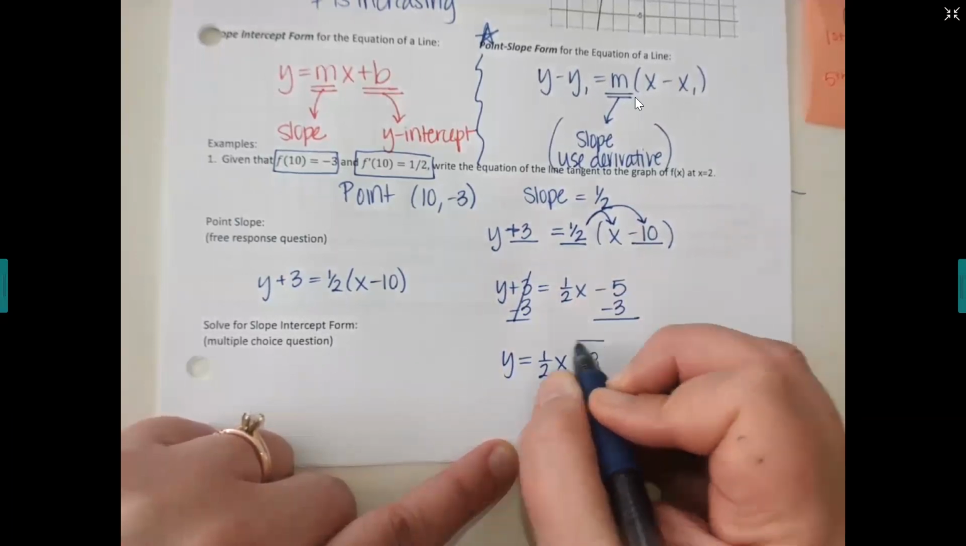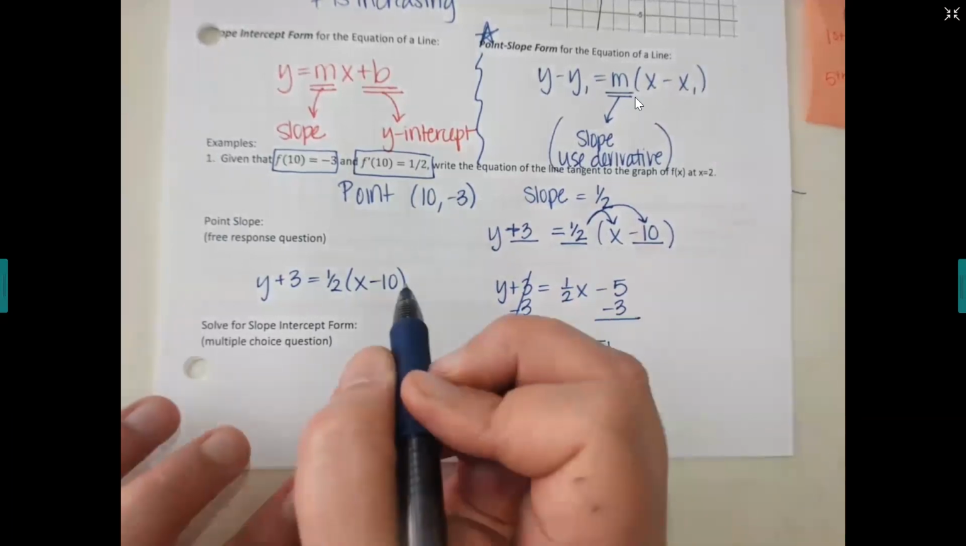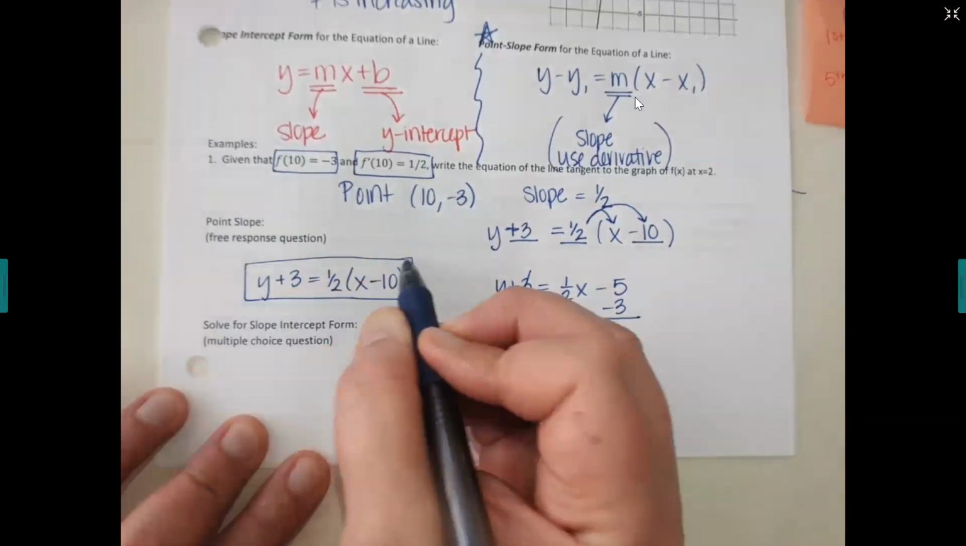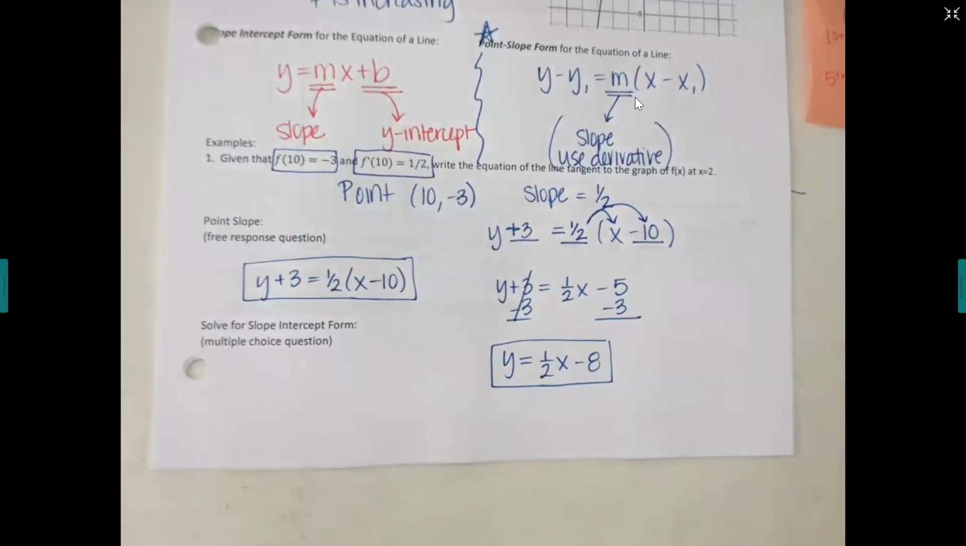-8, very good. Okay, so if it's a free response question, I would not waste any time trying to turn it from this to that. For free response, that's perfectly fine. But if you're trying to match an answer choice, you should be able to go from one to the other. Okay? All right, go ahead and turn the page.